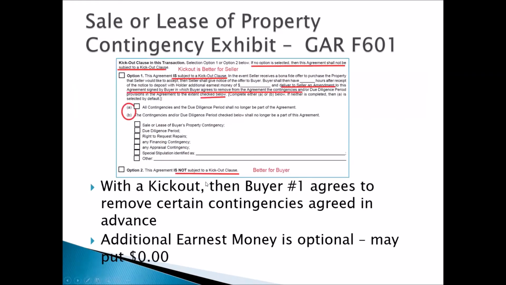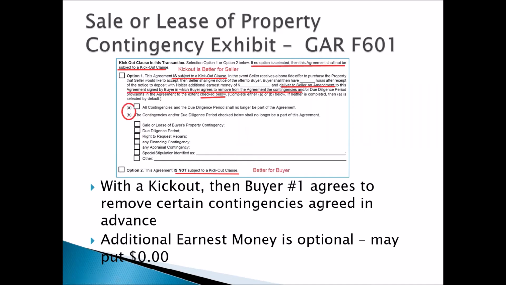Now, let's see what's involved with the actual kickout. The actual kickout in the transaction can either be subject to a kickout or not subject to a kickout. So let's look at option number 2 first. This agreement is not subject to a kickout. That means the seller agrees to go under contract with the buyer. Buyer says, I can't buy your house. I can't close on your house until I sell my house. My contract with you is contingent on mine selling. Without a kickout, that means there is nothing the seller can do. The seller is at the mercy of whatever happens with the buyer selling their current home. That obviously is better for the buyer. What's better for the seller is to have the kickout that we just described.